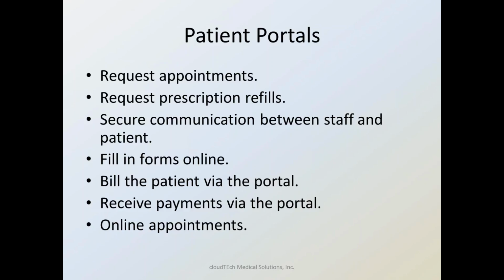And then some areas where we're going to delve into more detail, you can actually bill the patient through the patient portal, which is critical because it turns around the time and makes things easier for not only the patient, but for the practice and for the staff. You can receive your payments as well, and again, this is all about saving time for the practice.